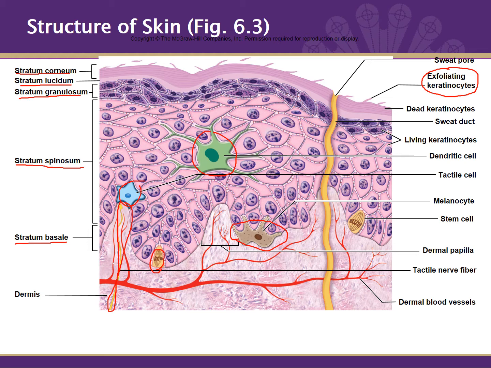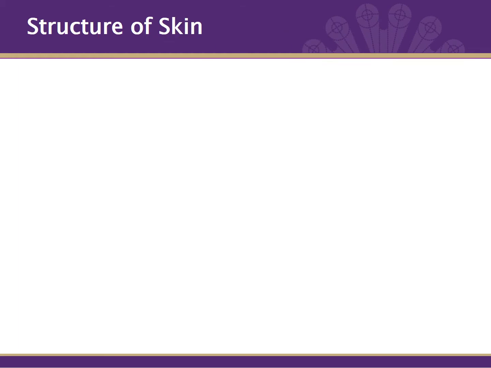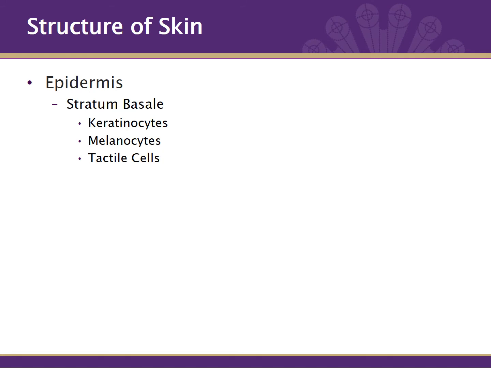The keratinized cells are especially resistant to abrasion, penetration, and water loss. This layer is shed as new keratinocytes are made and pushed up from the stratum basale. To summarize the epidermis, it consists of the stratum basale. This layer is the deepest and has one layer of cells. The keratinocytes, melanocytes, and tactile cells can be found in this layer.